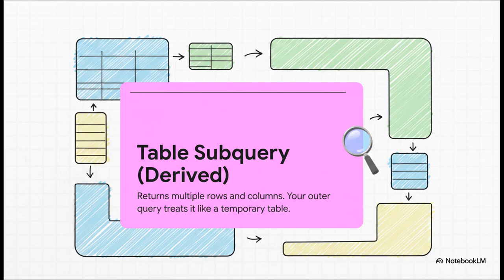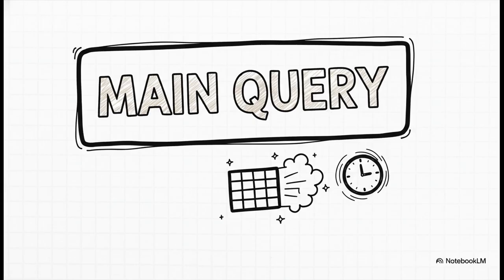This type can return a full result set, multiple rows, multiple columns, that your main query can then use almost like it's a real temporary table. We often call this a derived table because, well, its data is derived from your subquery. And you guessed it, here's the simple way to think about it. The kid explanation is just that you're making a temporary table, just for this question. It's a custom-built little table that only exists for a split second while your main query runs. It's awesome for breaking a really complex problem into smaller, more manageable steps.